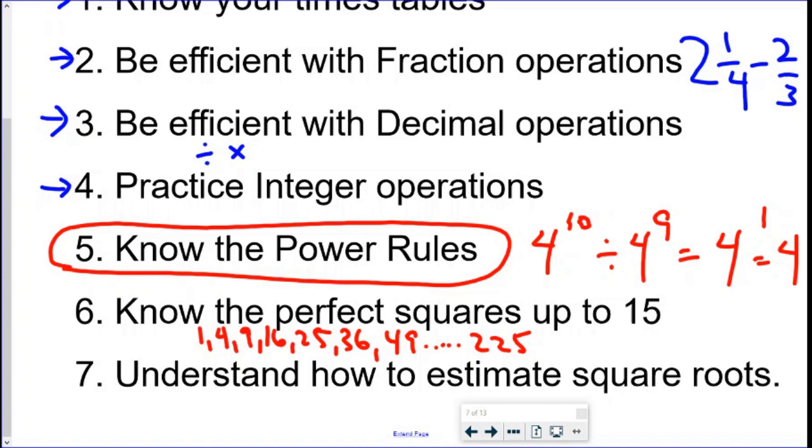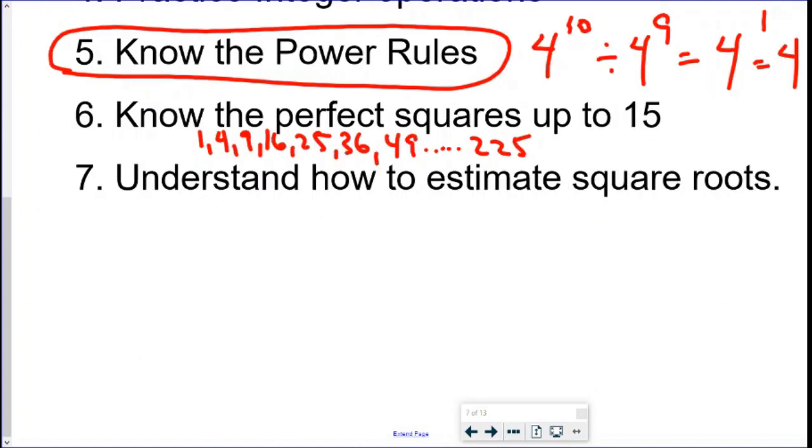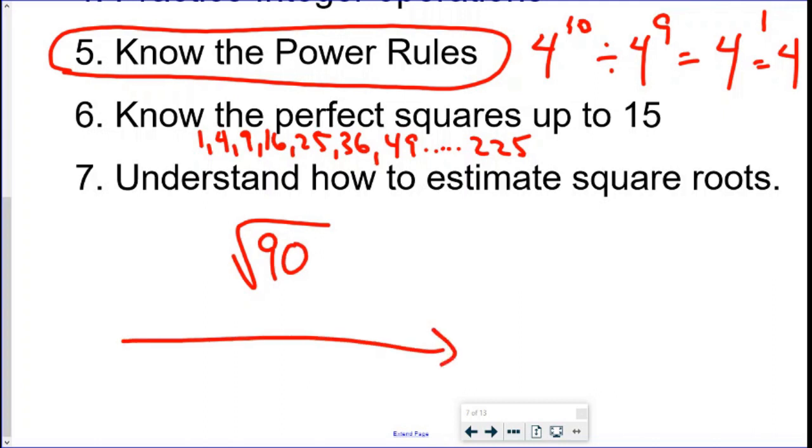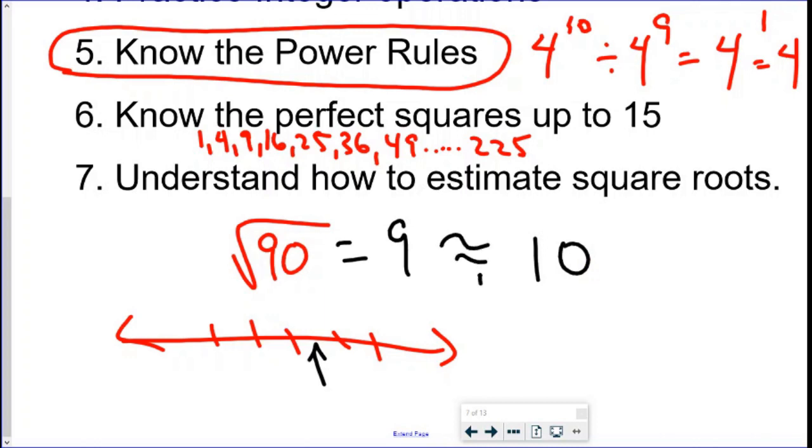Okay? And last, but not least, understand how to estimate square roots. So if they give you a square root, for example, square root of 90, this is not a perfect square root, but they might give you a number line and ask you to locate on that number line where that square root falls. And you're going to have to be able to pinpoint that. So estimating that, this is between 9 and 10, approximately halfway. You should be able to take a quick guess and figure out where on that number line it would be.